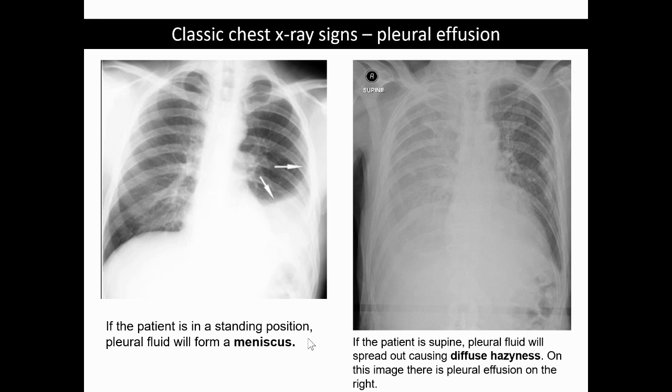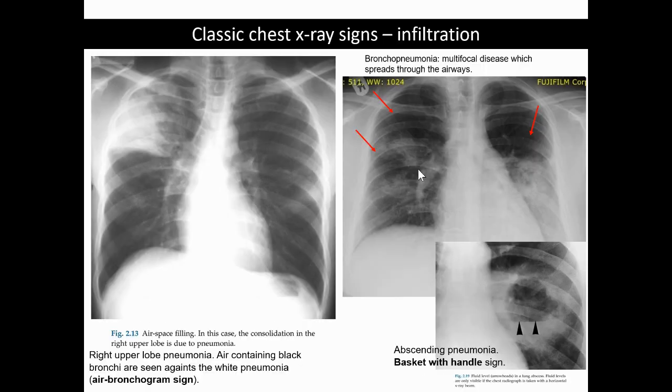Pleural effusion on a standing patient will form a meniscus that you can see on this left image in the left lung. These arrows are pointing to this classical meniscus sign, which is caused by pleural effusion. Now, if the patient is supine, then the fluid will have a chance to spread out and it'll cause diffuse haziness. And that's what you can see on this right side image. In the right lung or over the right lung, there is this diffuse haziness caused by pleural effusion.